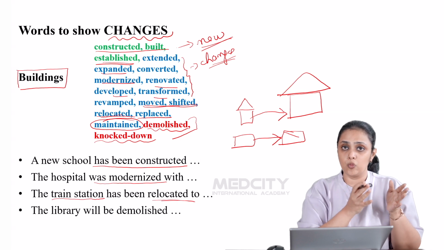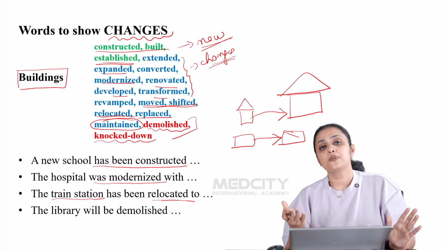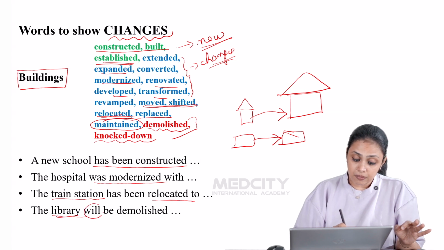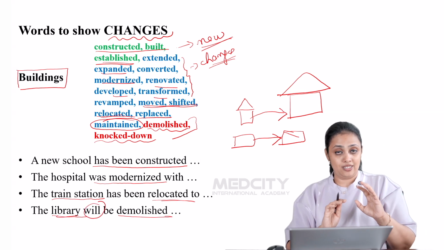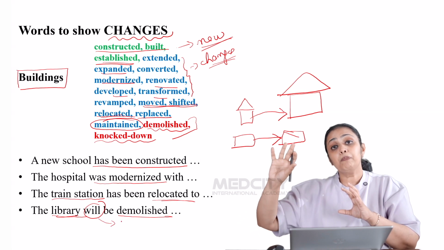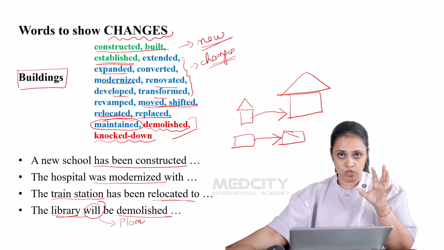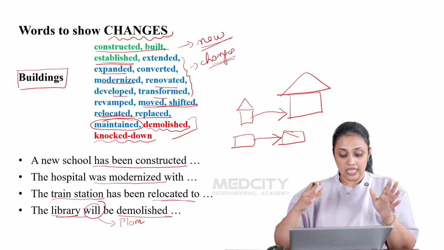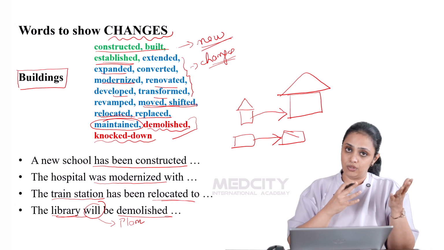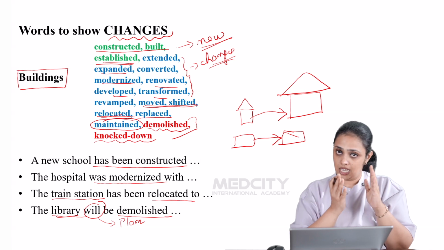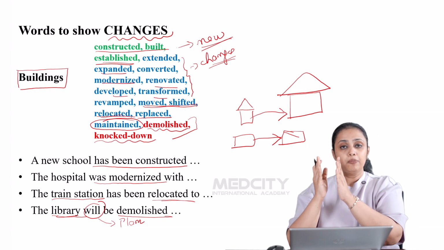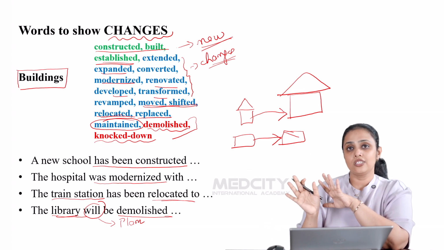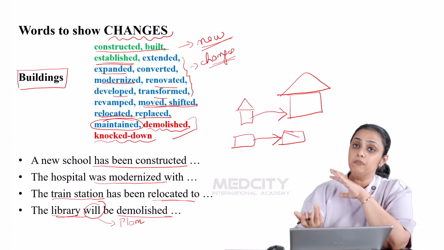Relocated means it has moved from one position in one map, and in the next map it's in another place. Then the library will be demolished. Now, "will be" means maybe a future map, a plan of a place, has been given. You are given a current map and you're given a map as a plan. So in the plan, you're not seeing the library. So you can say that the library will be demolished. In one map, the library is there, and in the map which has been planned for a future year, you're not seeing the library, then you can say that the library will be demolished.